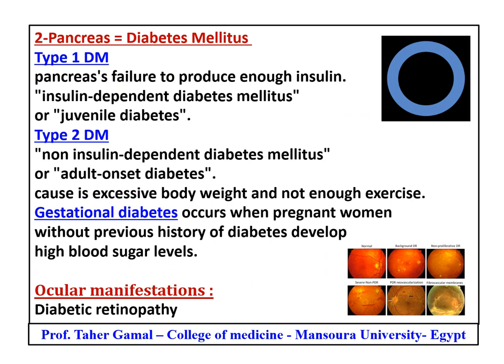Other endocrine glands: there is the pancreas, leading to diabetes mellitus. We have type 1 diabetes mellitus, the pancreas' failure to produce enough insulin, insulin-dependent diabetes mellitus, or juvenile diabetes. Type 2 diabetes mellitus, non-insulin-dependent diabetes mellitus, or adult-onset diabetes, the cause is excessive body weight and not enough exercise. Gestational diabetes occurs when pregnant women without previous history of diabetes develop high blood sugar levels. The ocular manifestation in all of these is diabetic retinopathy with different grades.